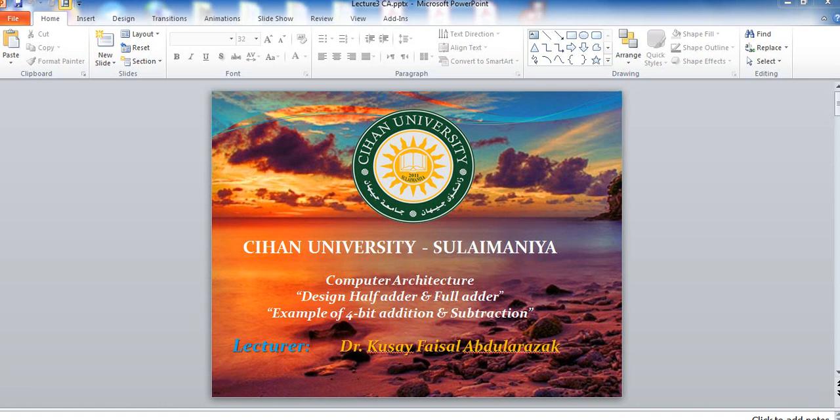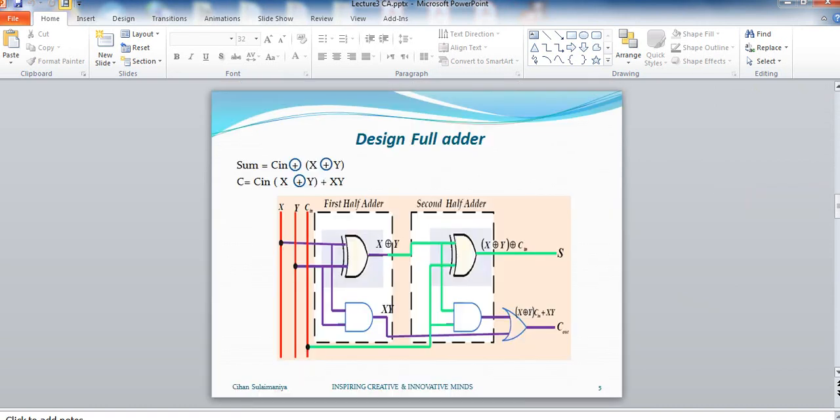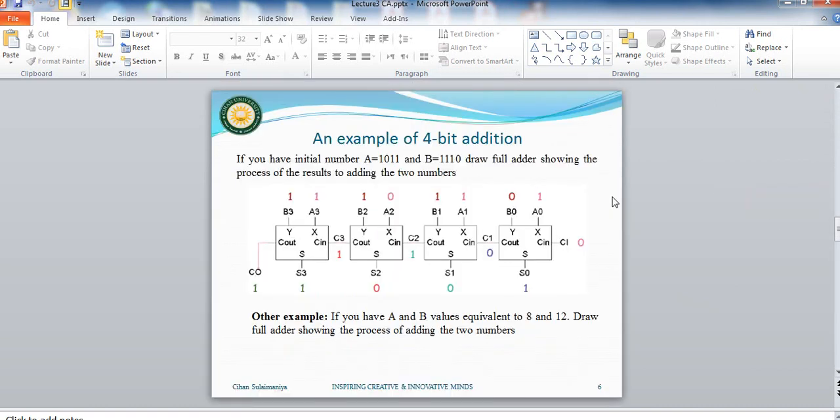Actually, after we went through designing the half adder and full adder for the arithmetic logic unit yesterday, today we are going to use the full adder, a 4-bit full adder, to do addition or subtraction of two numbers. So how are we going to do that using the full adder? That's the design of the full adder. We finished. Now we are going to take an example.